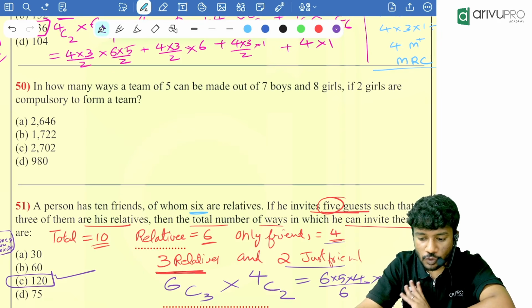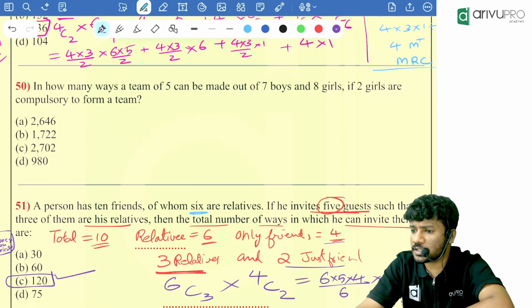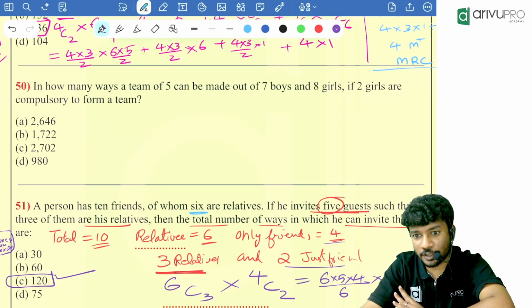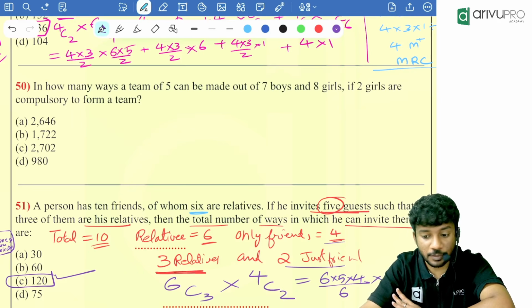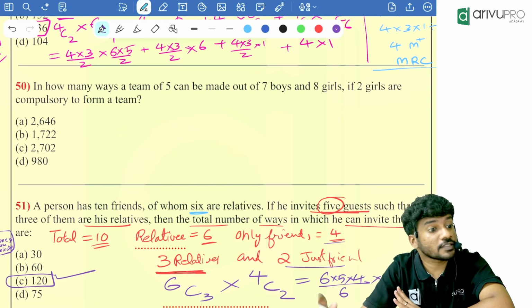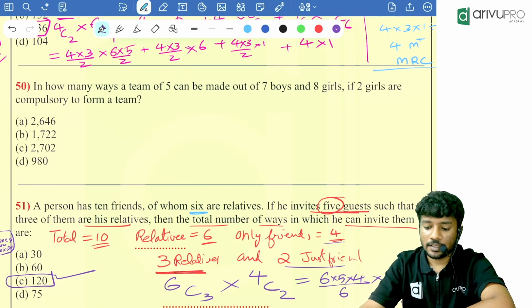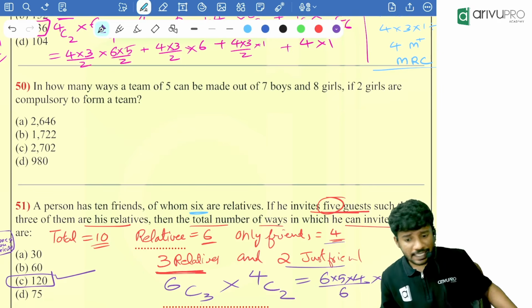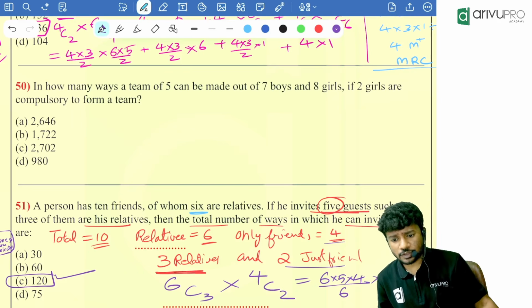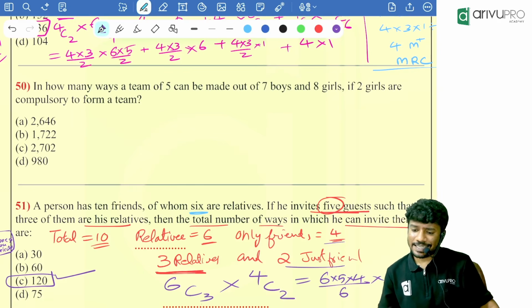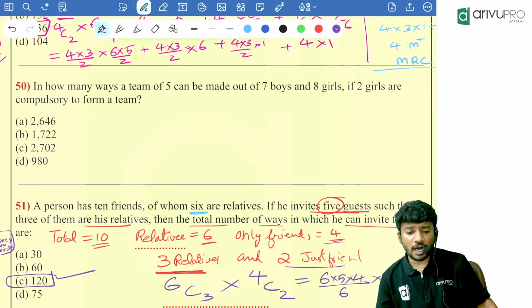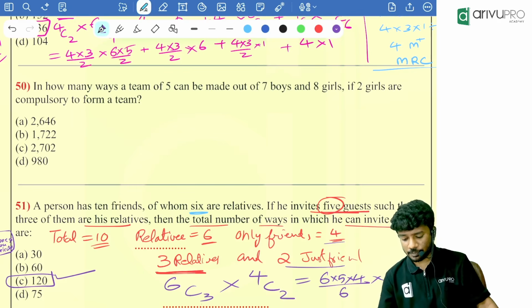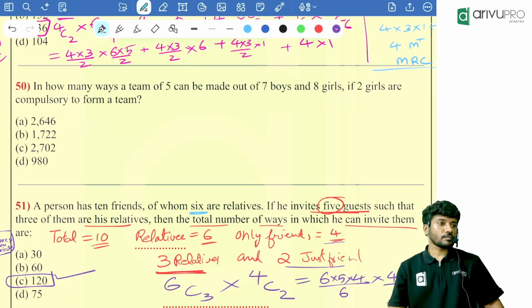Think, two girls are compulsory. Compulsory means what? Two girls are already selected. We should only talk about now the rest of the people. Keep it in your mind. Two girls are already selected. Now we should think about what? The rest of the people. Accordingly, try to get me the answer. In how many ways a team of 5 can be formed out of 7 boys and 8 girls if 2 girls are compulsory to form a team is the question. Get me the answer.